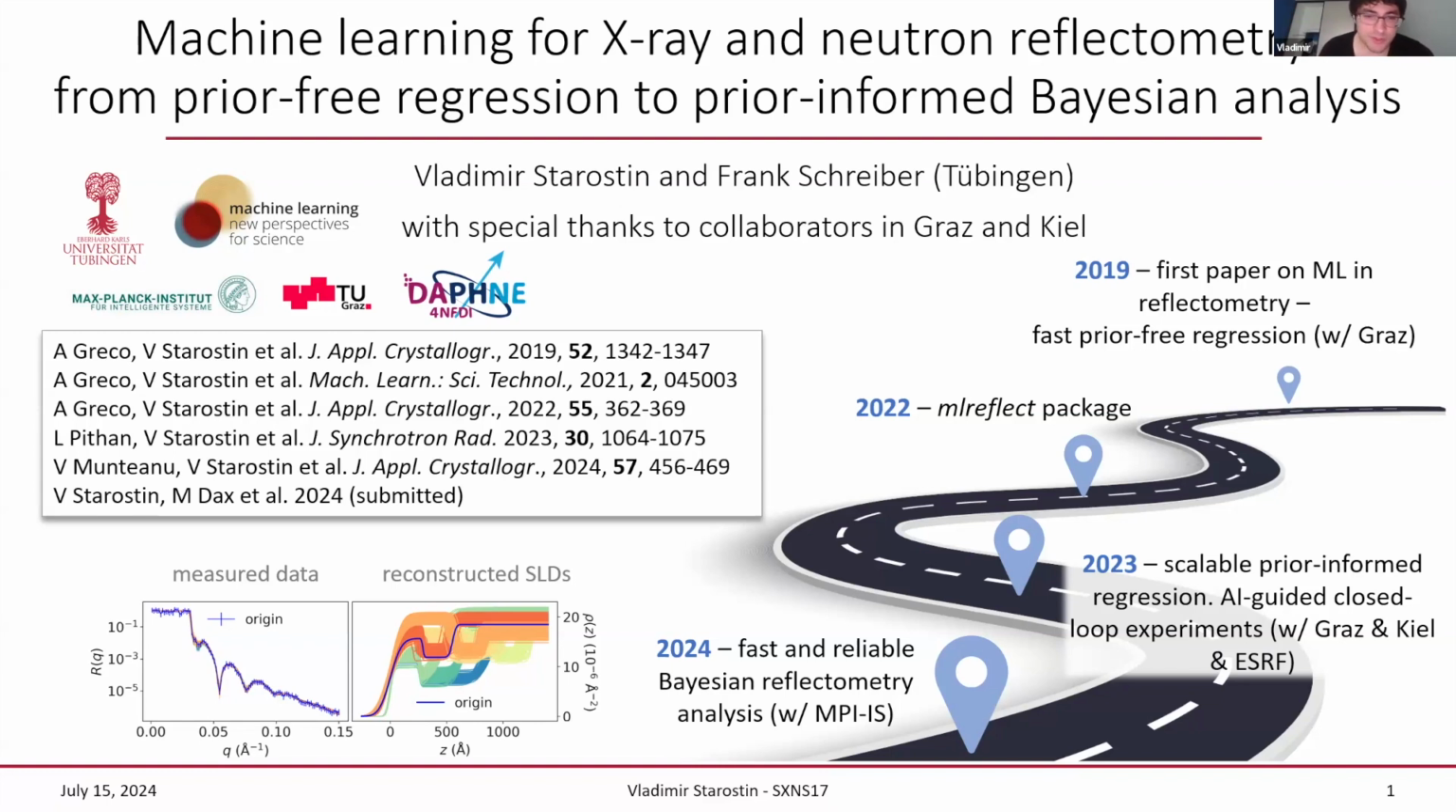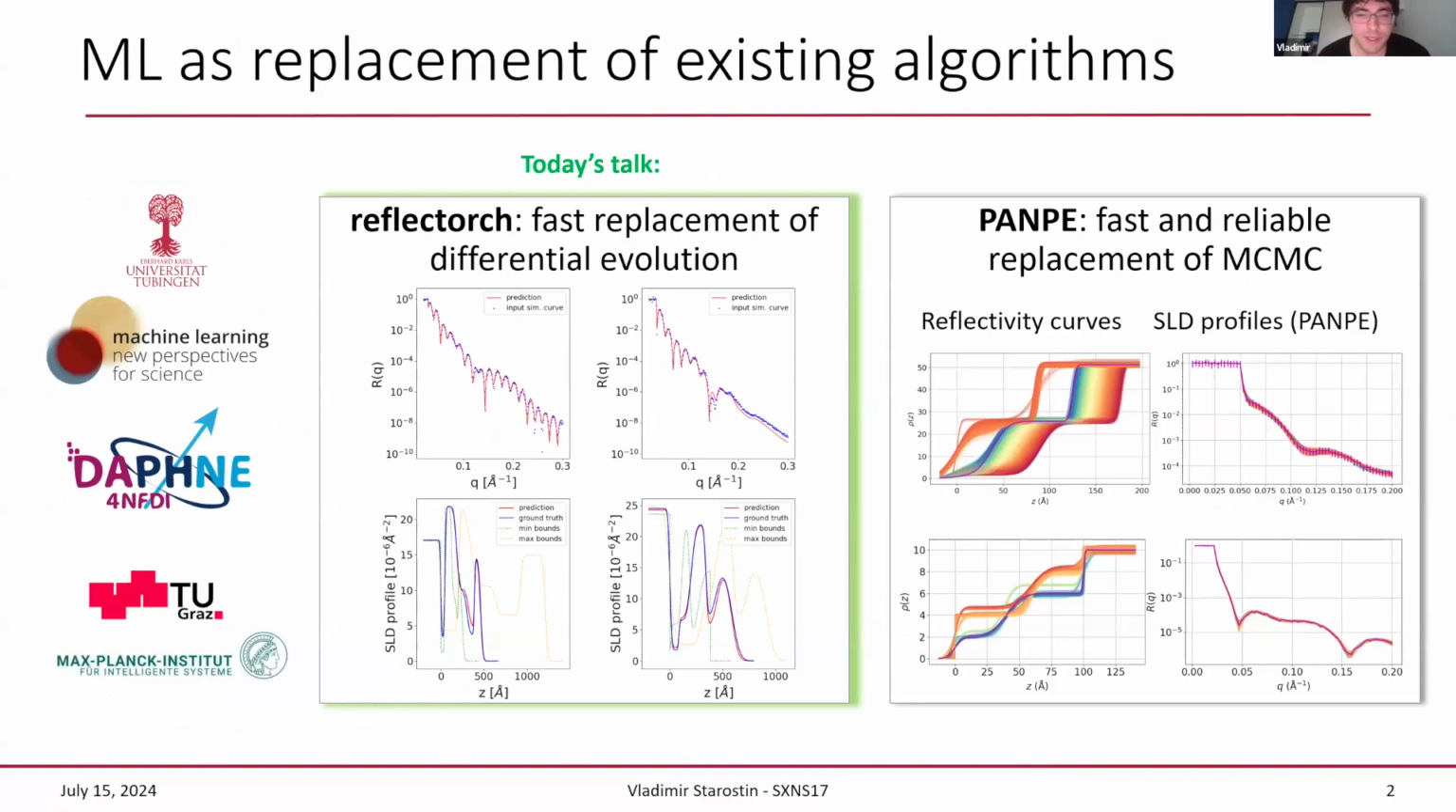So I will continue talking about machine learning in reflectometry, but more on the technical side and with the software related problems. If you attended on Monday, you remember that I presented two approaches to reflectometry that we are developing at University of Tübingen with many collaborators from Graz and Kiel, and together with Daphne and the machine learning cluster in Tübingen. You can think of the two approaches as replacements of the conventional algorithms. The first one is the replacement of the differential evolution algorithm, and this is called reflectorch, and this is going to be the focus of today's talk.